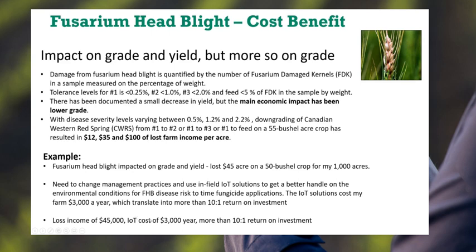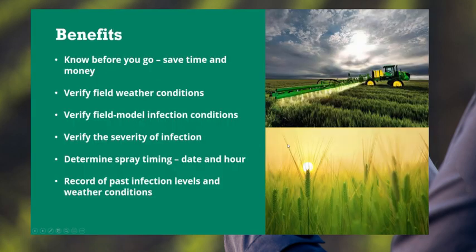So if I spent $3,000 on my IoT device for a year, I'm returning more than 10 to 1 on my return of investment for that particular IoT device to provide you the precision field forecast for Fusarium development risk, mycotoxins, and infections. So the benefits are, you know before you go, you save time and money to those fields.